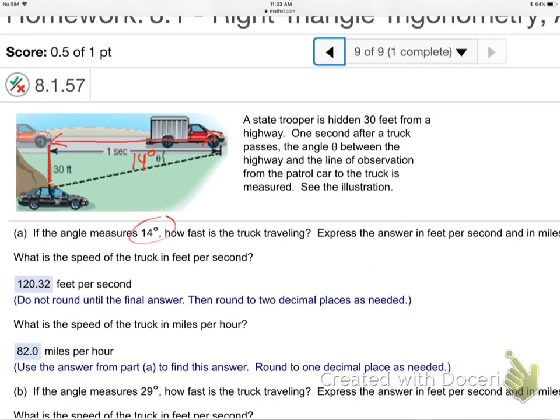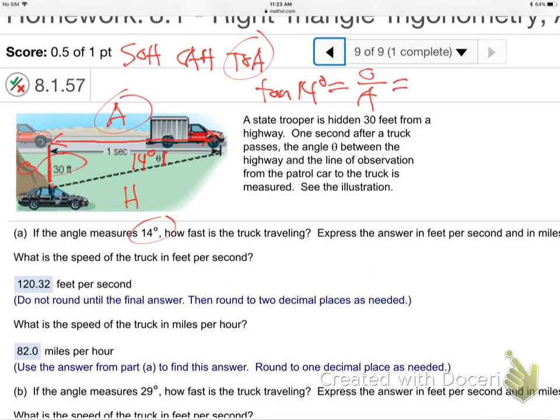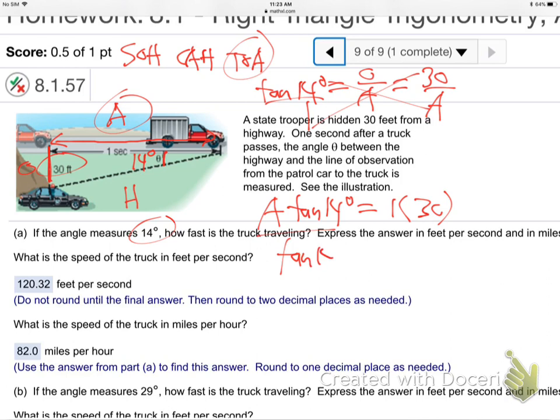So from the 14-degree perspective, this is opposite, adjacent, and hypotenuse, right? SOHCAHTOA. We want to use the 30 and the adjacent, which is what we're trying to find. Opposite and adjacent is tangent again. So tangent of 14 degrees is opposite over adjacent, which is 30 over the adjacent side, which we're trying to find. Put this over 1, diagonal, diagonal. So I got A tan 14 is 1 times 30, divided by tan 14. Boom. The adjacent side is 30 divided by tan 14.